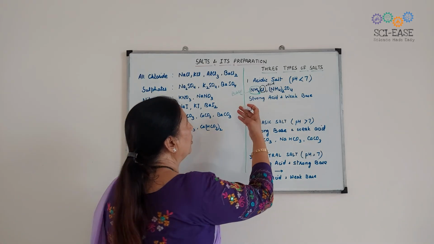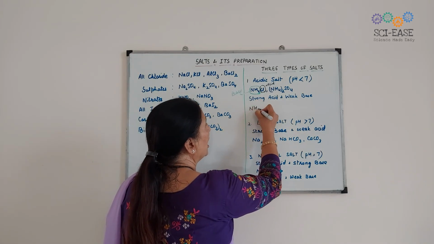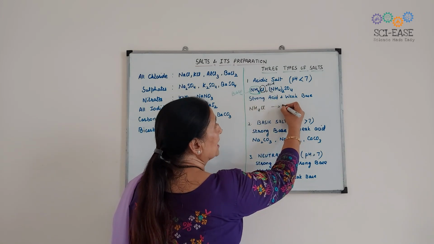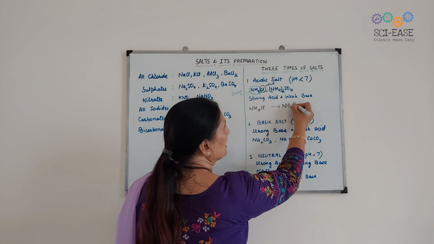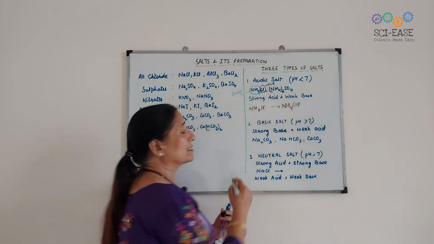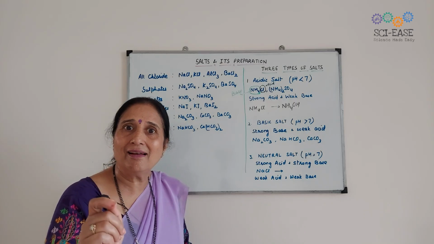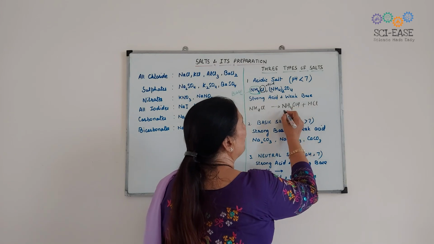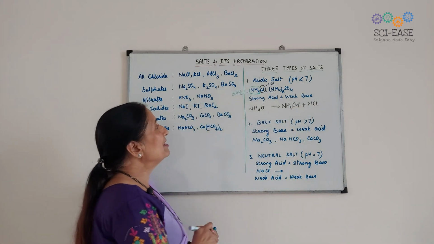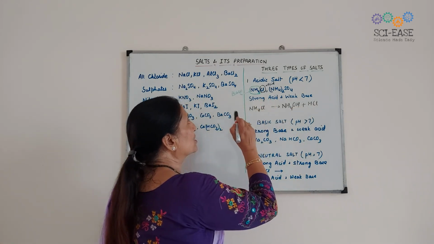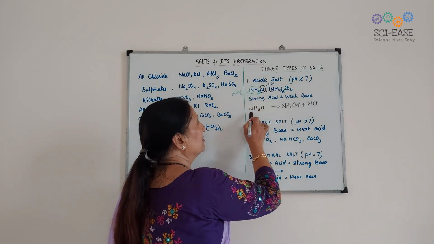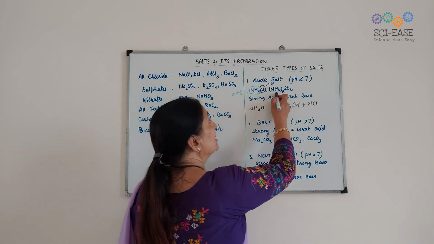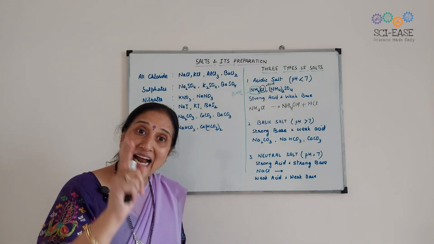So, I will tell you how ammonium chloride is formed. Ammonium chloride is formed when we react weak base, ammonium hydroxide, which is a weak base, and strong acid. Which acid is strong having Cl? That is the HCl. So, HCl plus ammonium hydroxide will result in the formation of the acidic salt having pH less than 7, that is ammonium chloride.